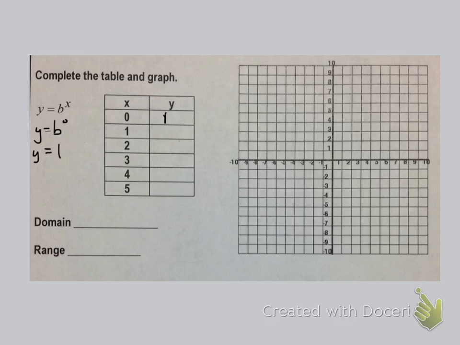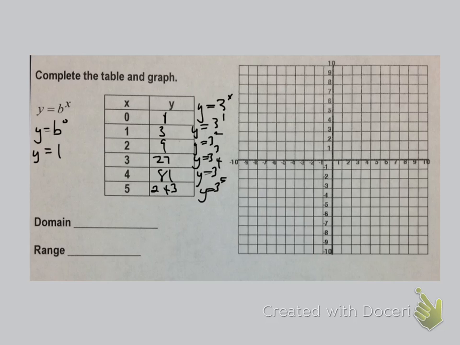We're going to have to change this to a number. So let's go with y equals 3 to the x power. The first one we can solve because anything to the 0 power is 1. So now I'm making this 3, so your base is 3. When you have 3 to the first power, y is 3. 3 to the second power is 9. 3 to the third power, you have 27. 3 to the fourth power, you have 81. 3 to the fifth power, you have 243.